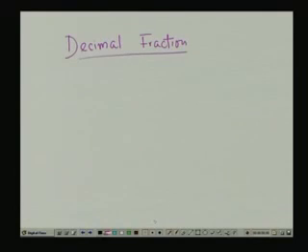Now, if I take a fraction, say I am taking some decimal fraction, 0.75, and again I want the binary value. Now, what is the rule?